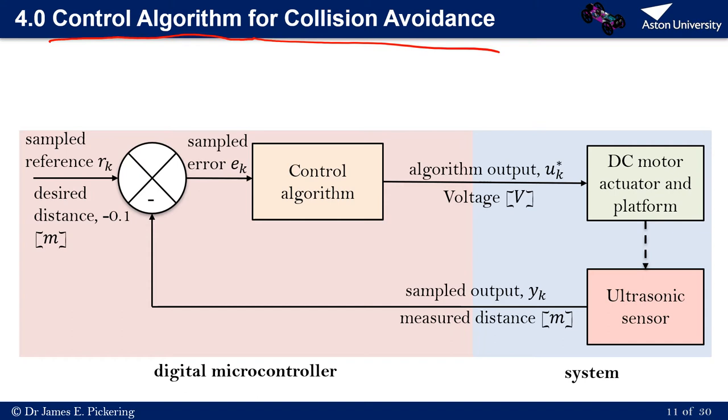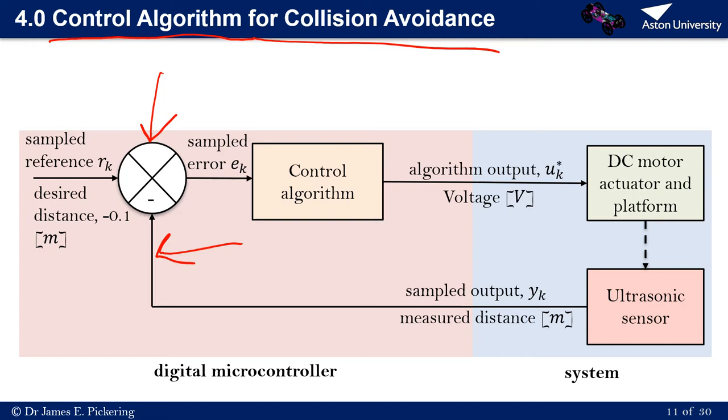What you'll notice is the sampled output from the ultrasonic sensor has now been fed into this circle with the X. This is known as a summing junction, and this enables us to add and subtract signals from one another. In this summing junction, you'll notice you've got two signals going in.